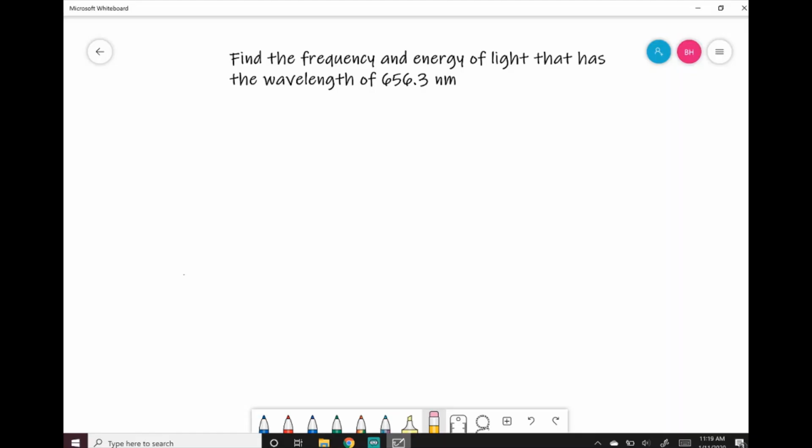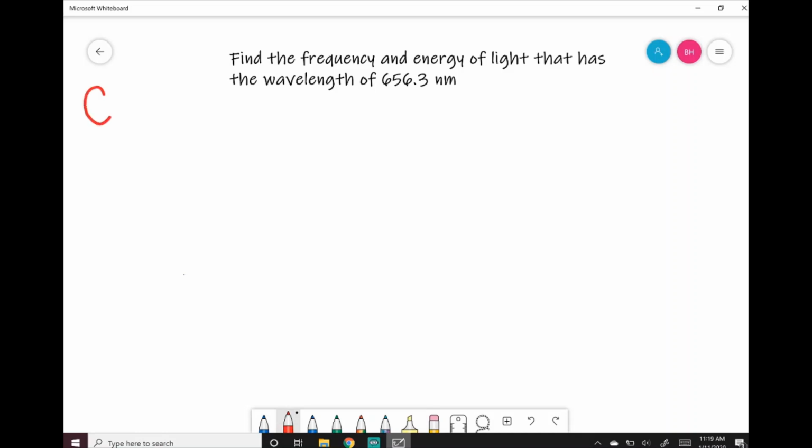All right, in this video, what we're going to do is solve a problem that I have written out here. We're going to find the frequency and the energy of light that has a wavelength of 656.3 nanometers. There's a couple of things that I want to point out and remind us, because there are a few equations that we need to know in order to solve this problem. So let's first identify our equations that we can use.